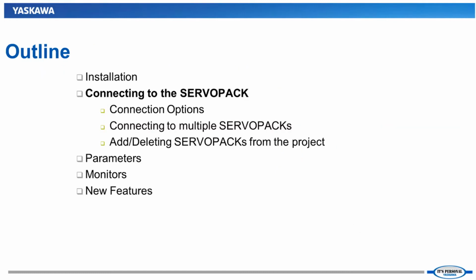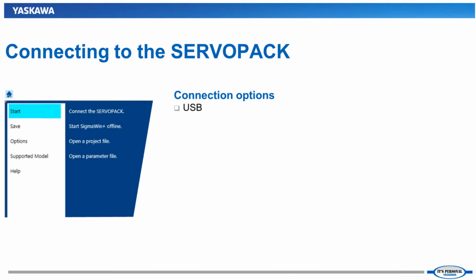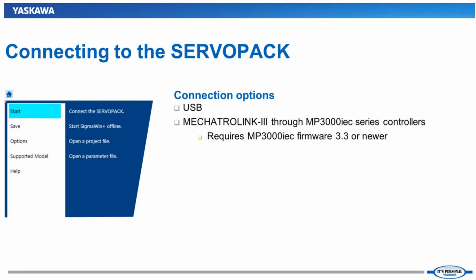All right, so the next section, we'll go over how to connect to the servo pack. We'll start off with your connection options. First, the standard is the USB, which we've supported in SigmaWin 5 for a while. The new ones that we've added is support for SigmaWin 7 over Mechatrolink 3.